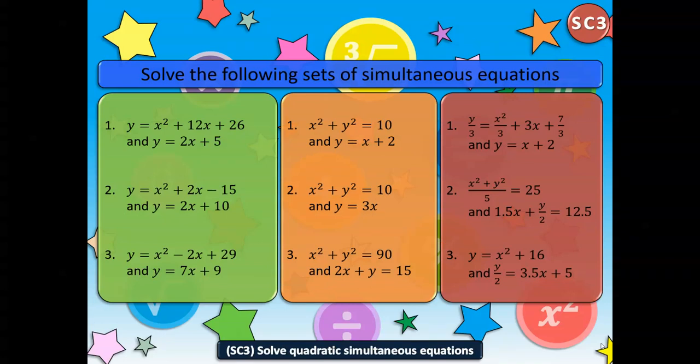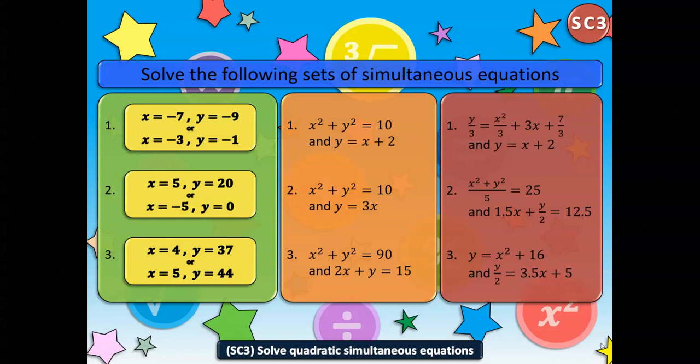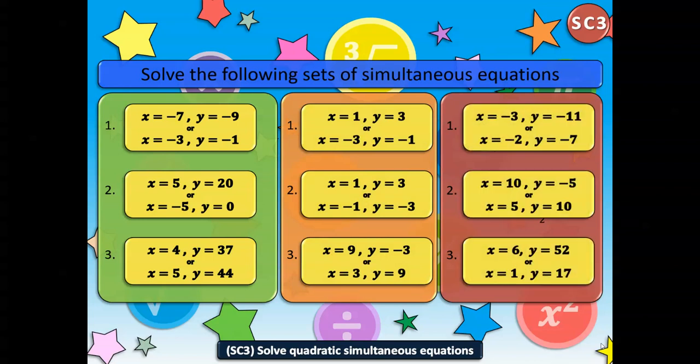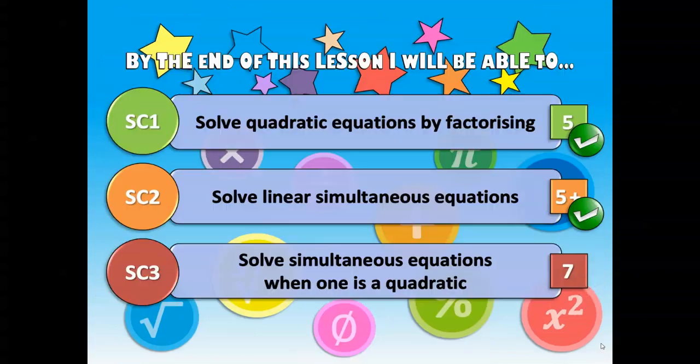Here's some questions for you to have a go at. Pause the video, and when you're ready to mark your work, press play. Here are your answers. So there's your green answers, there's your amber answers, and there's your red answers. And now we've completed success criteria 3.